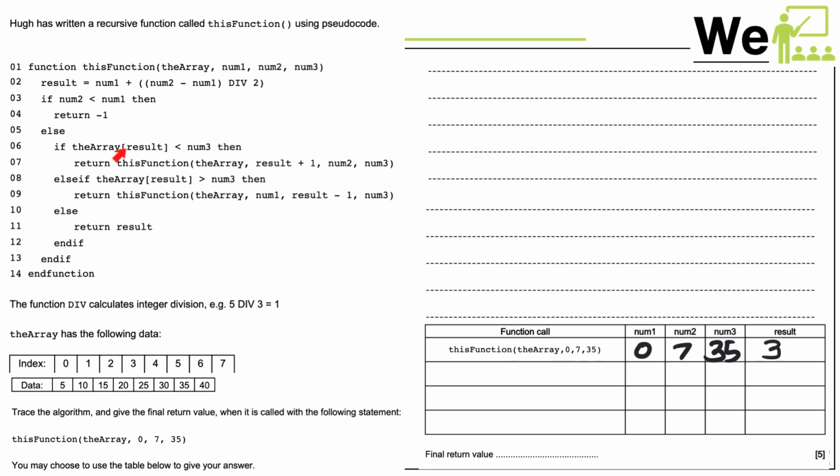Else, if the array result, so result's going to pick out 3, so 3 is going to mean it's going to be the value 20. Yes? Is 20 less than num3? No. I thought it was number 7. For people at home, we had a discussion, but in the end we came to the conclusion that 20 is indeed less than 35. I hear you. So we're going to do this.